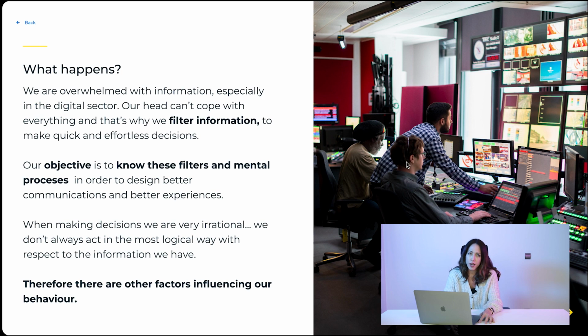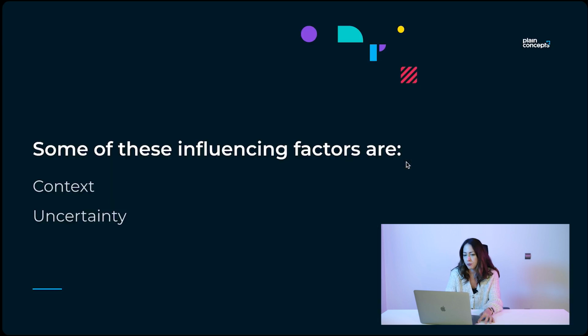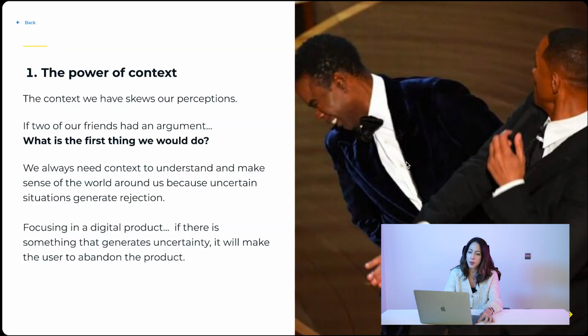So there are other factors influencing our behavior. Some of these factors are context and uncertainty. The power of context is that it skews our perceptions. For example, if two of our friends just had an argument, what is the first thing that we would do? Probably the first thing is to make them stop fighting, but then we would ask what happened, what was the problem, why did they start arguing? Basically, we always need context to understand what's going on, what happened, and to make a valuable judgment.